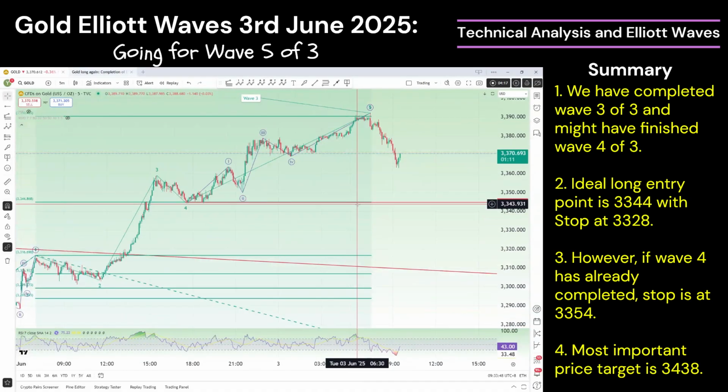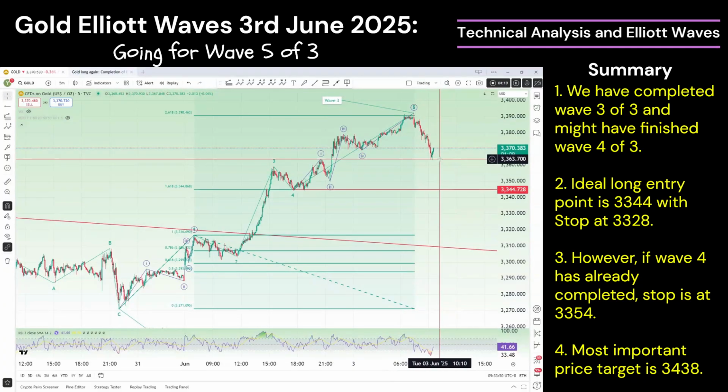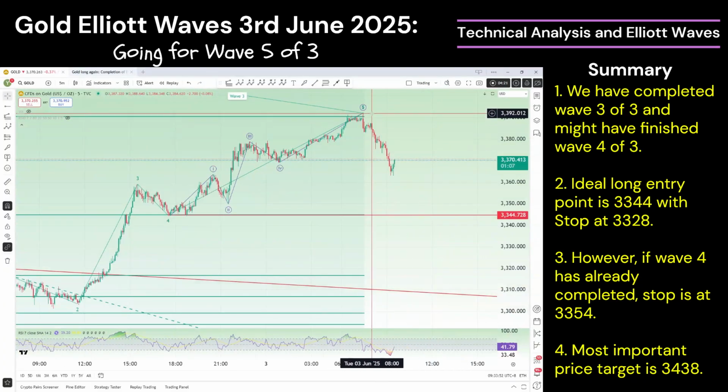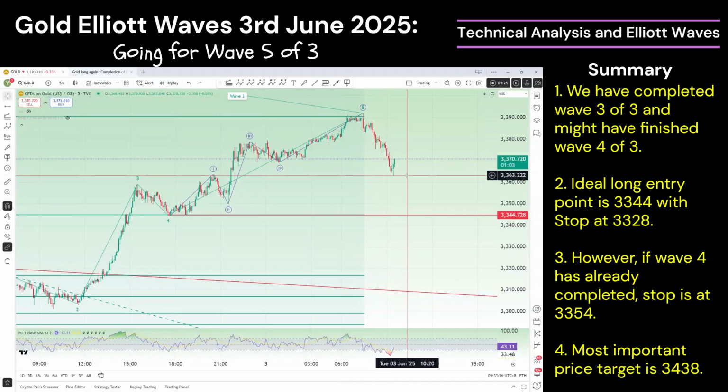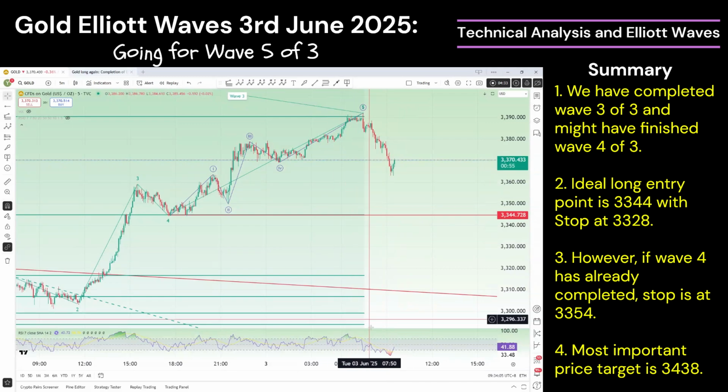But in terms of Elliott wave itself, I would say it probably has fulfilled its requirements in the sense that it has retraced quite a bit, from 3392 to 3363. There's 29 points in retracement. And over here you can see the RSI has gone oversold, and then it points up.